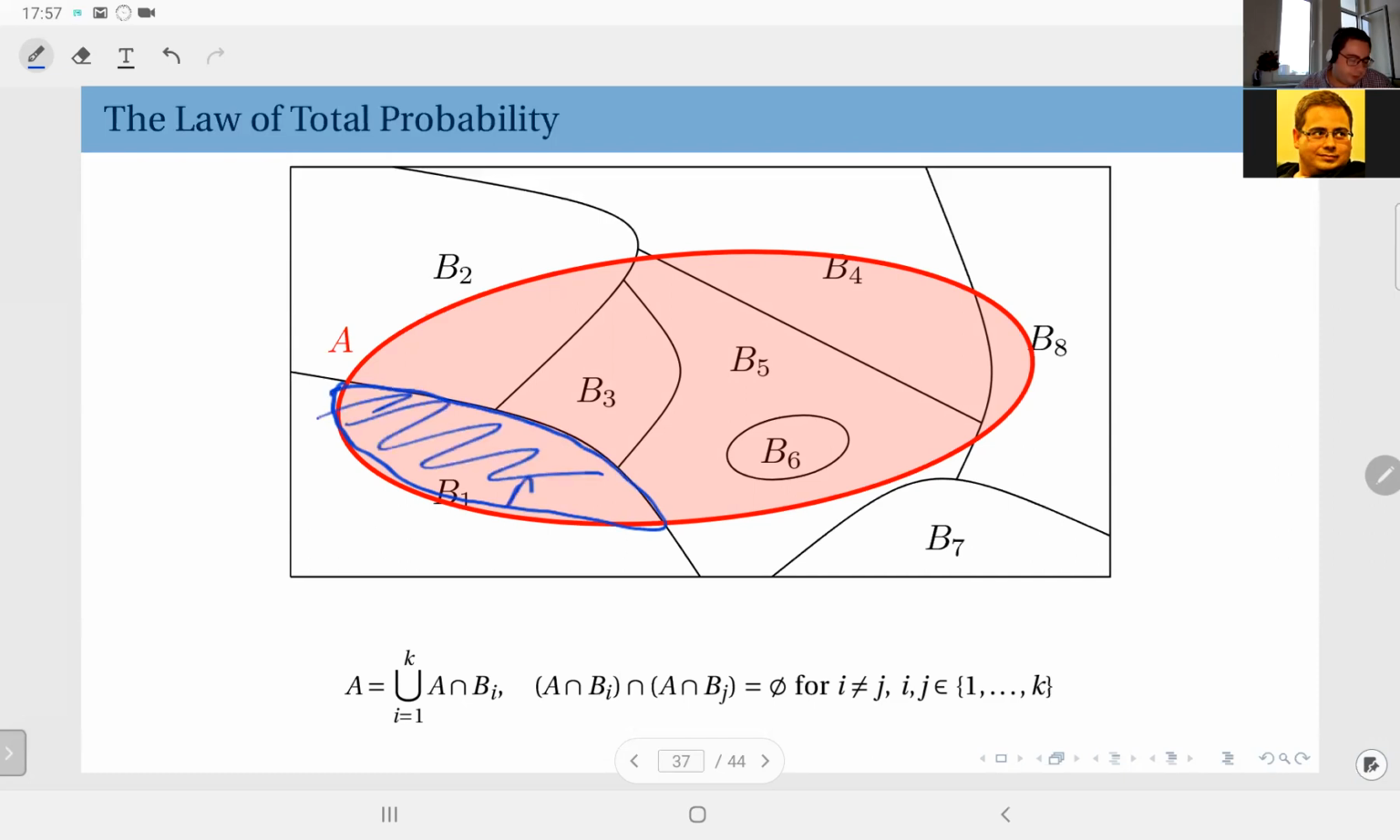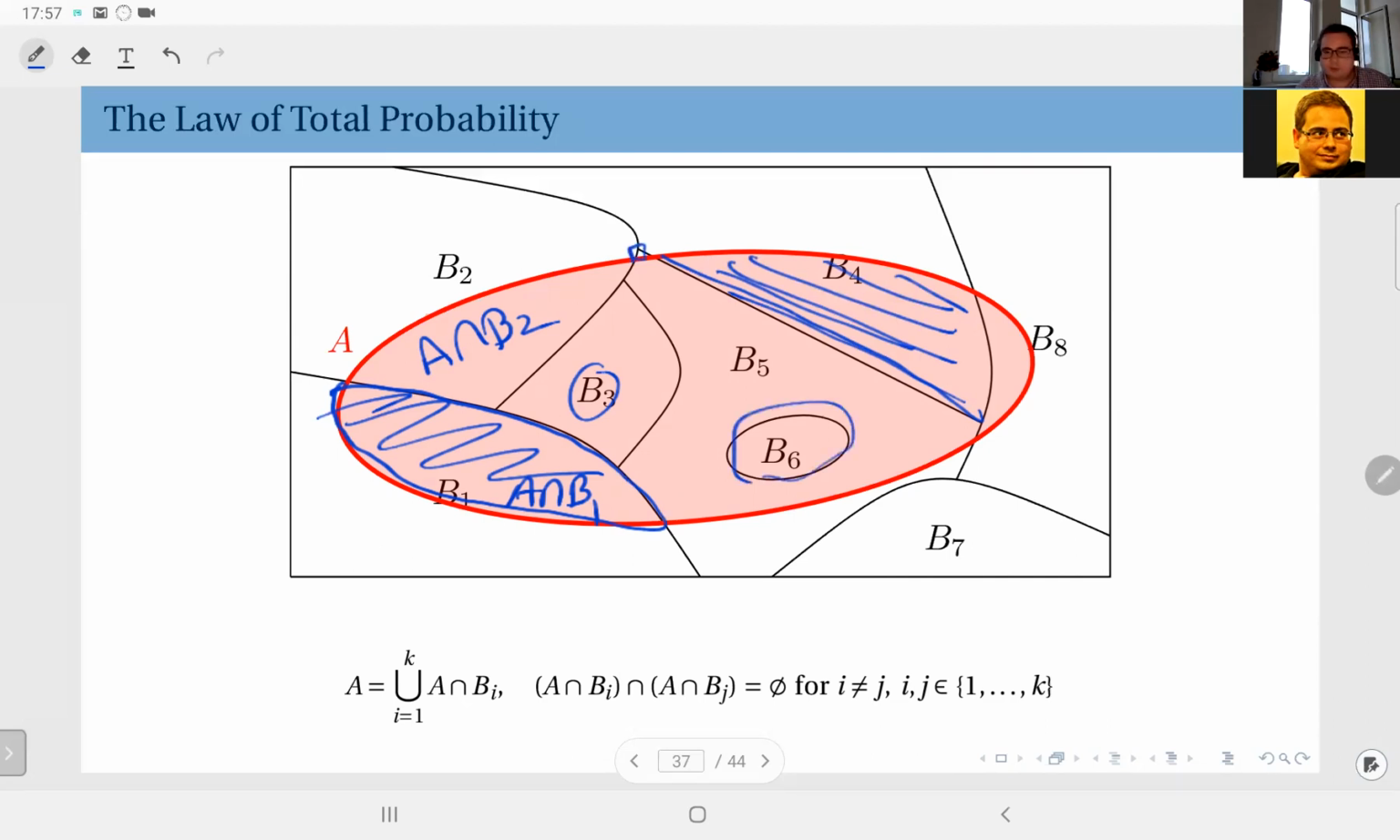This here is A intersection B1, right? This here is A intersection B2. B3 itself is A intersection B3. A intersection B4 is given here. A intersection B5, and this is left out here. And B6, similar to B3, is entirely in A intersection B6. And B7 has no overlap with A, so A intersection B7 is empty. And this here is A intersection B8.